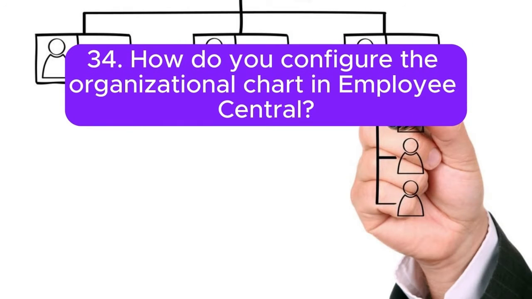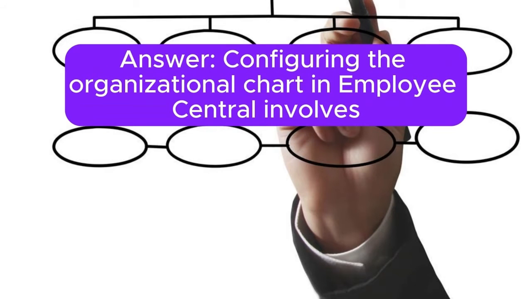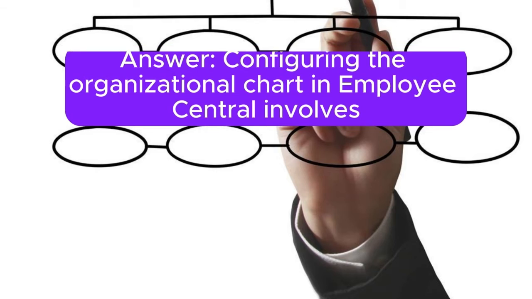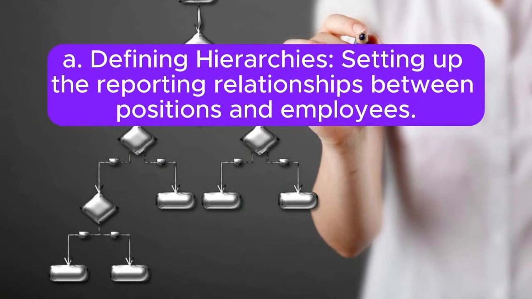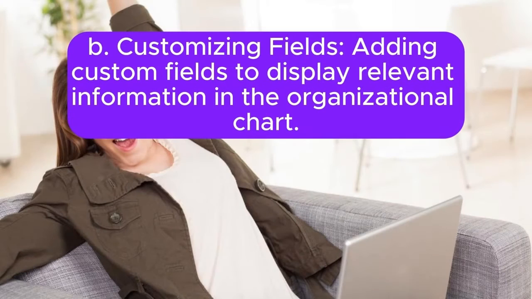34. How do you configure the organizational chart in Employee Central? Answer: configuring the organizational chart in Employee Central involves A. Defining hierarchies, setting up the reporting relationships between positions and employees. B. Customizing fields, adding custom fields to display relevant information in the organizational chart.